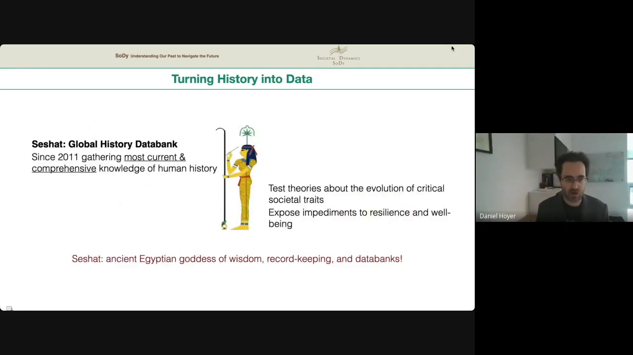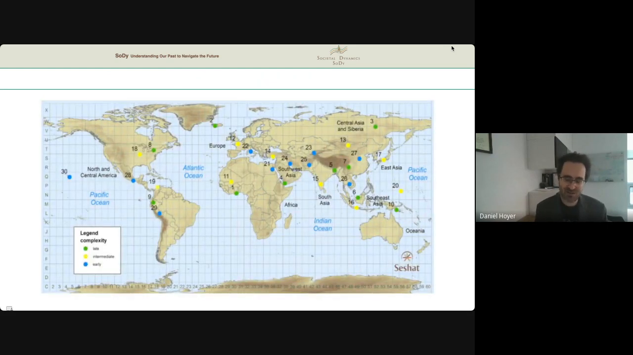This is really the innovation of the Seshat project. As I say, we've been around since 2011, trying to gather and curate what we like to call the most comprehensive set of knowledge about human history in one place, and to do it in a way that's structured, clear, and workable. Seshat, by the way, is named after the ancient Egyptian goddess of wisdom and record keeping. We redubbed her the patron saint of databanks. She was in charge of inscribing all the pharaohs' names, how long they reigned, and all that. So we thought she was a good inspiration for building databanks.